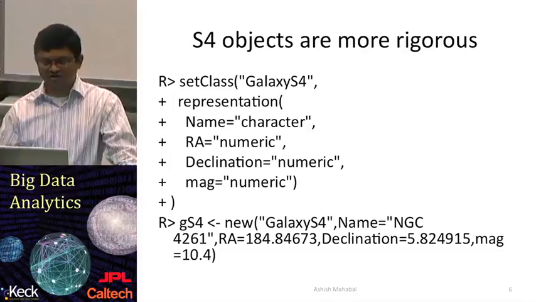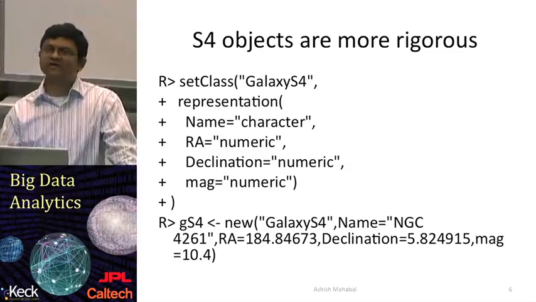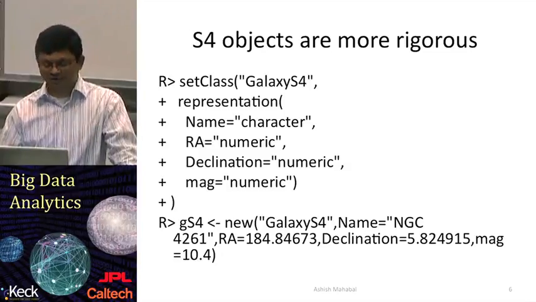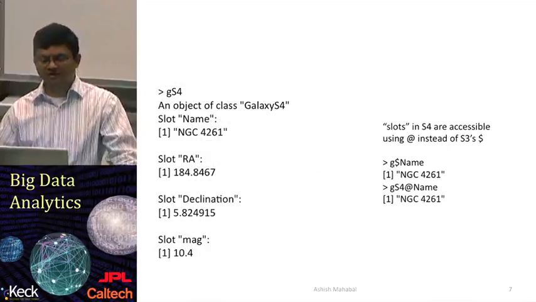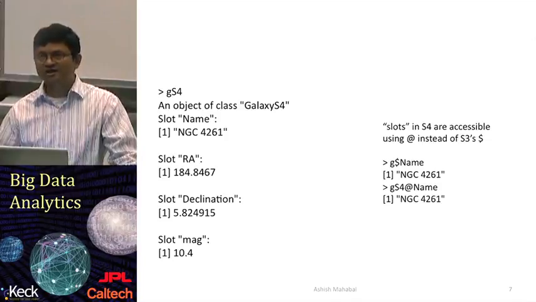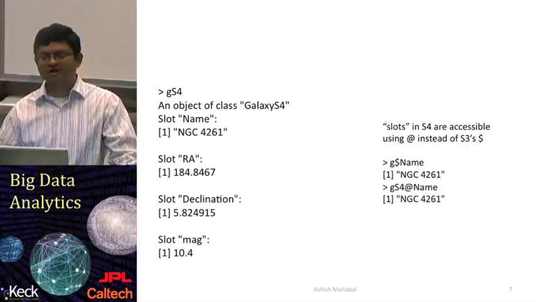Then you can say GS4 and assign to it a new GalaxyS4, and then you give it the data through the names and variables there. So name equal to ngc4261, same as before, right? And then that defines for you an S4 type of class. In this case, GS4 is an example. So now if you go ahead and say GS4, then it will tell you that it's an object of class GalaxyS4. And now what it uses are what are called slots. So it says that it has 4 slots. One is the name, and array, declination, and magnitude.